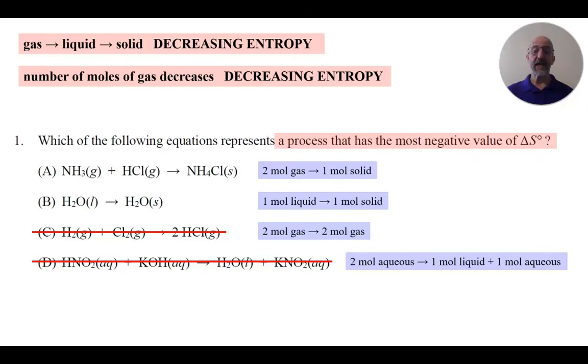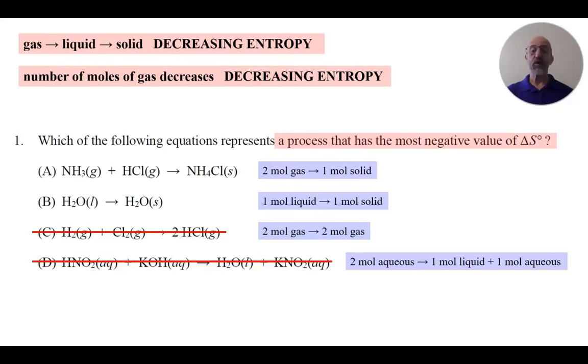Now, let's go ahead and analyze choices A and B. They both would involve a decrease in entropy. So in choice B, we are changing from a liquid to a solid. That's 1 mole of liquid to 1 mole of solid. And then take a look at the details of choice A. That's an equation that starts with 2 moles of gas, and then it ends with 1 mole of solid.